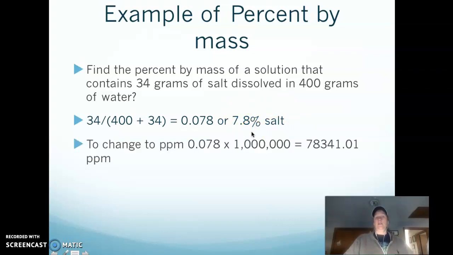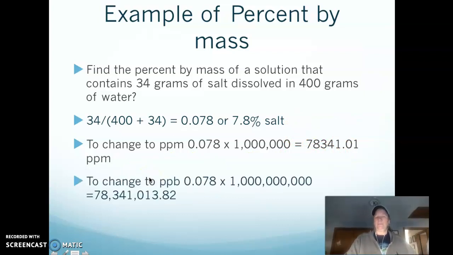It'd be nasty. If you wanted to change it to parts per million, take your 0.078 and multiply by a million. So if you had a million parts, this many would be salt and all the rest of them would be water. If you want to do parts per billion, take 0.078 and multiply by a billion, or 1 times 10 to the 9th. And again, this is how many parts would be your salt in a billion. If you had a billion balls, this many balls would be salt and the rest of the balls would be water.